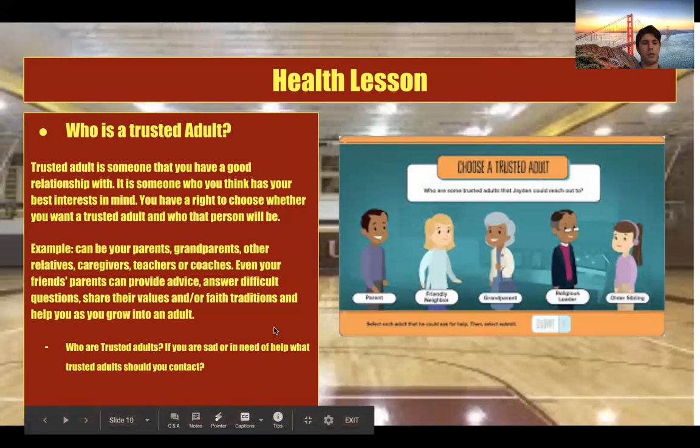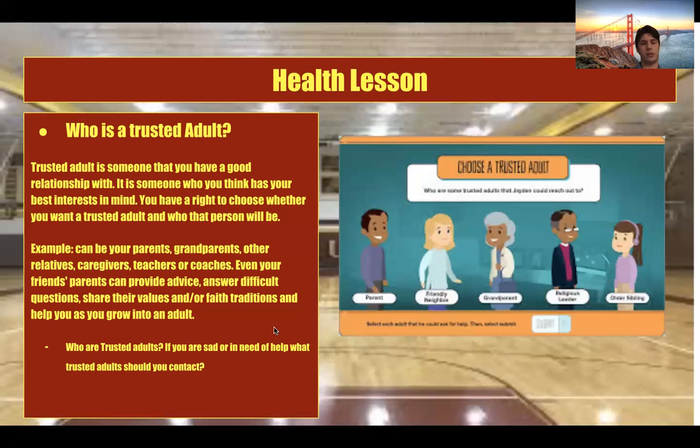We're going to go over the last question of this part of the health lesson: who are trusted adults? If you're sad or in need of help, what trusted adult should you contact? Some further examples are a guidance counselor, your teacher, your coaches for sports, your grandparents, your parents, your relatives, anything like that. Those are your trusted adults that you should be able to communicate with, who can help you through any situation or any problem that you encounter.